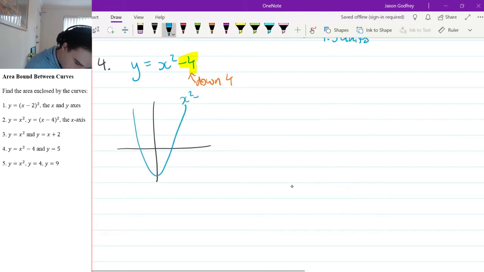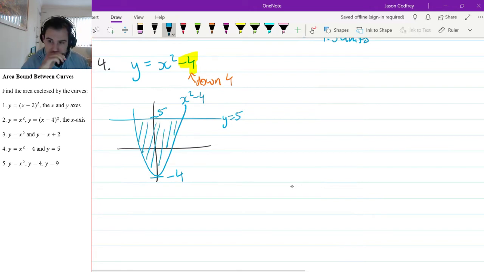Here's x squared minus 4. It's been moved down to -4. And the other line is y equals 5, which is a straight line. It should pass through 5. And again, these two automatically enclose a region here.